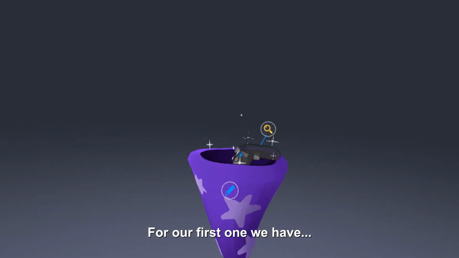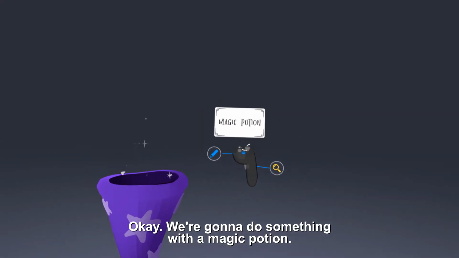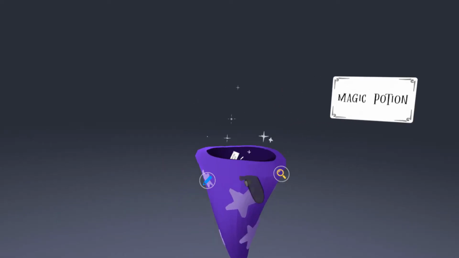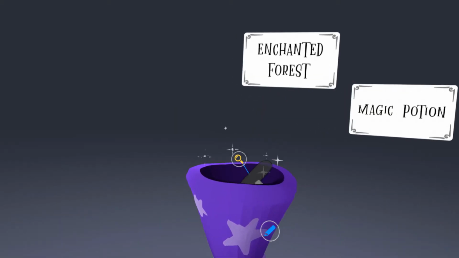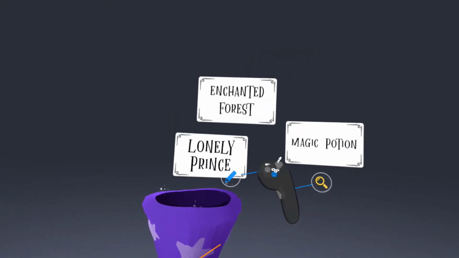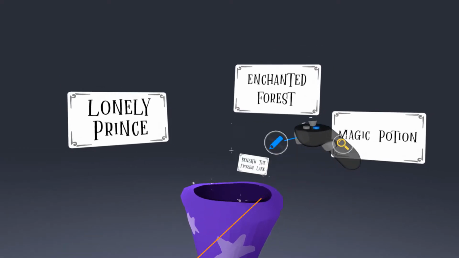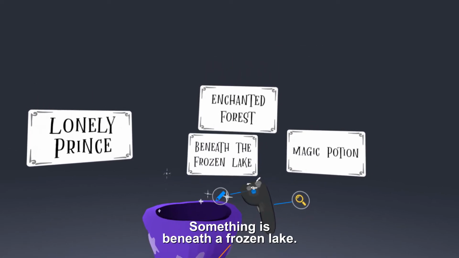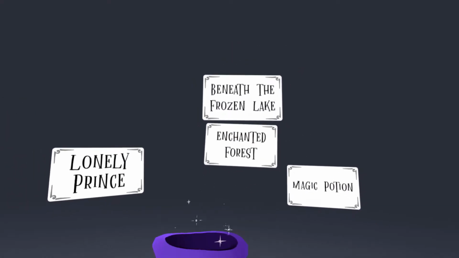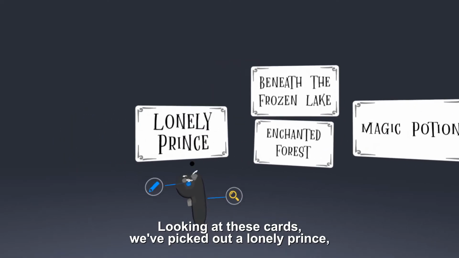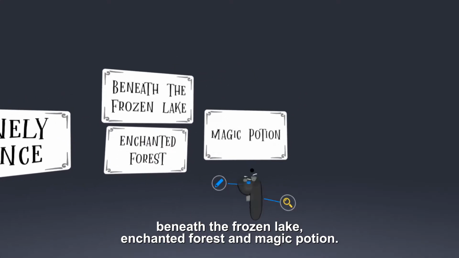And now I'll reach and grab some out. For our first one, we have a magic potion. Okay, so we're going to do something with a magic potion, in an enchanted forest. Okay, our main character is a lonely prince. Okay, something is beneath a frozen lake. So looking at these cards, we've picked out a lonely prince beneath the frozen lake in an enchanted forest, and there's something with a magic potion.